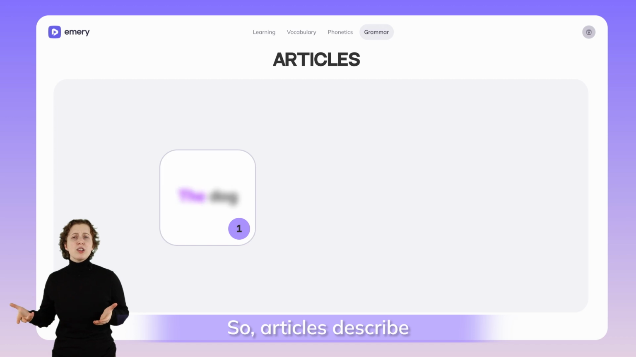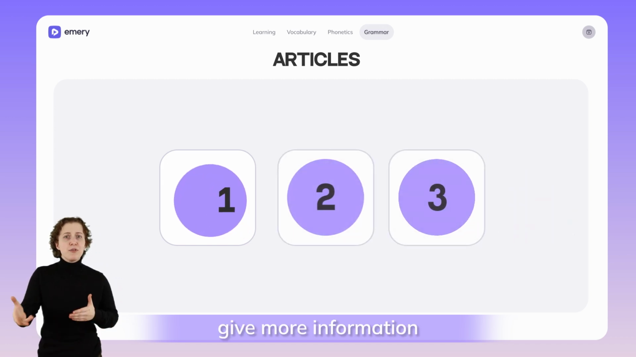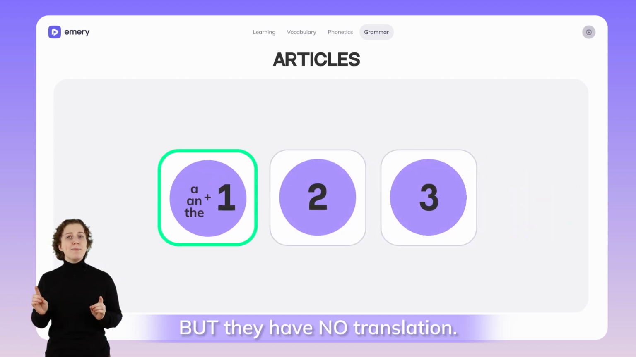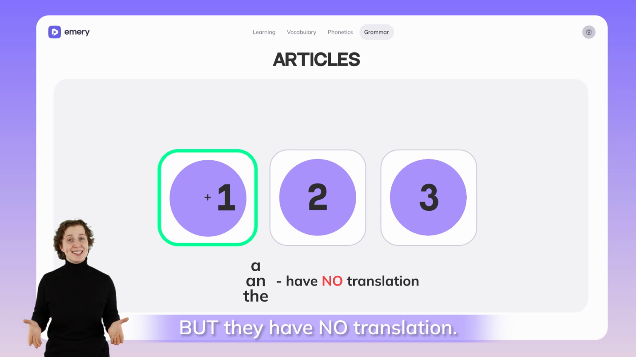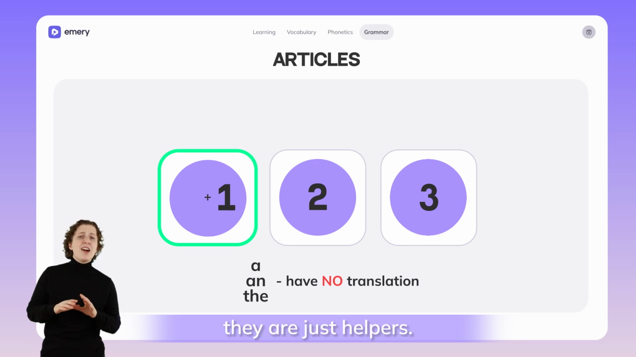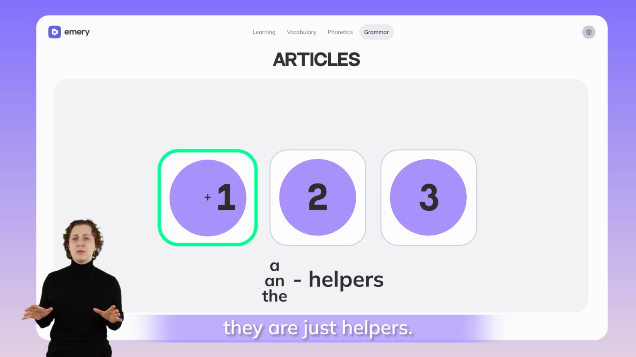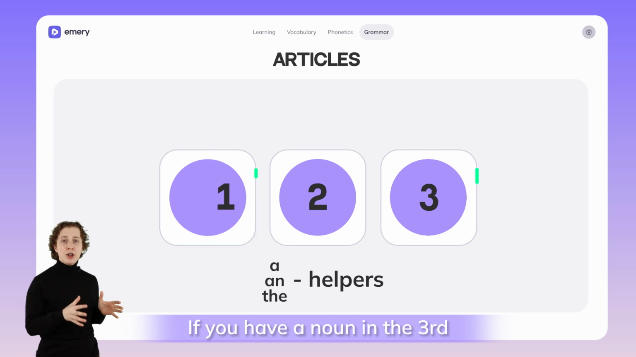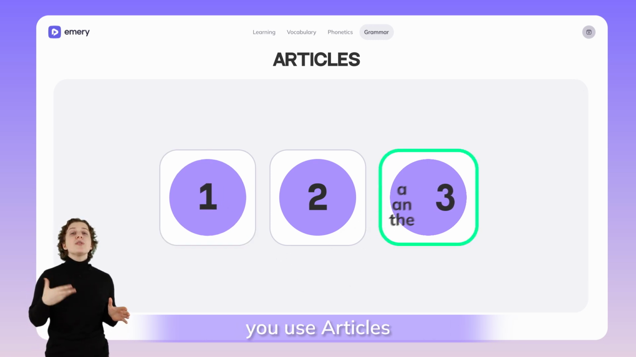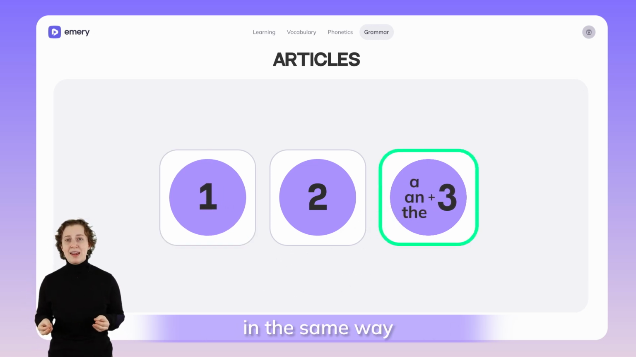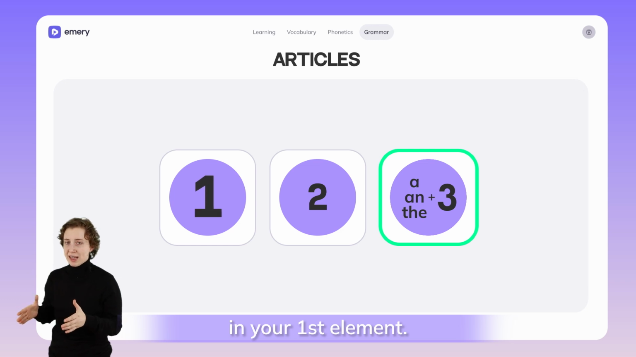So, articles describe nouns and give more information about them, but they have no translation. Historically, they are just helpers. If you have a noun in the third element of your sentence, you use articles in the same way as for a noun in your first element.